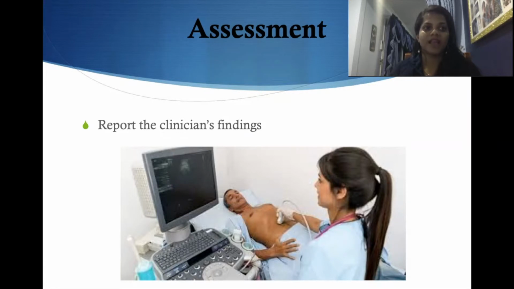The next step is assessment, where sonographers share all the ultrasound findings of the examination to the radiologist. Scan results and findings regarding her abdominal pain.